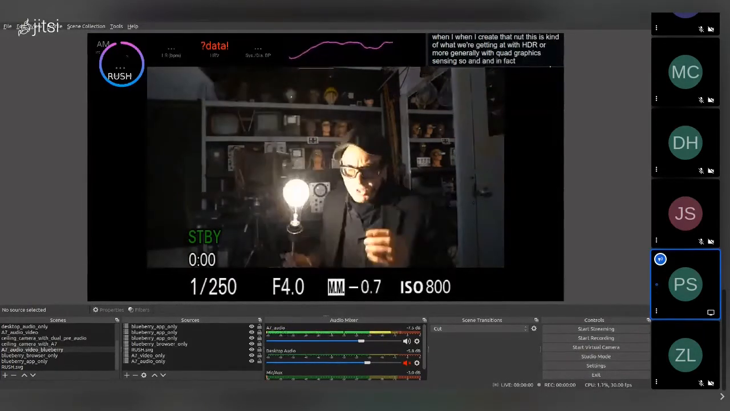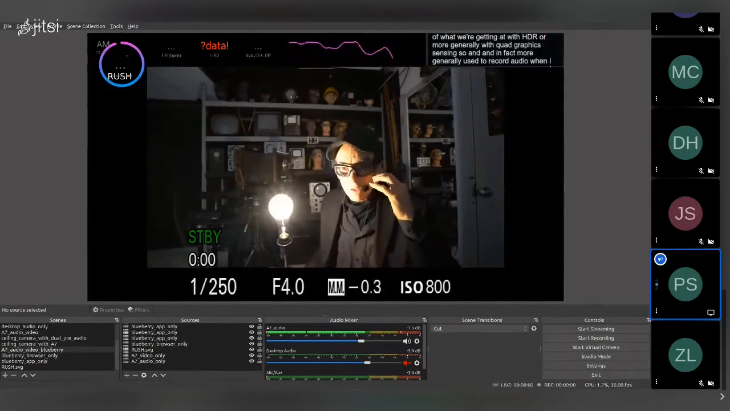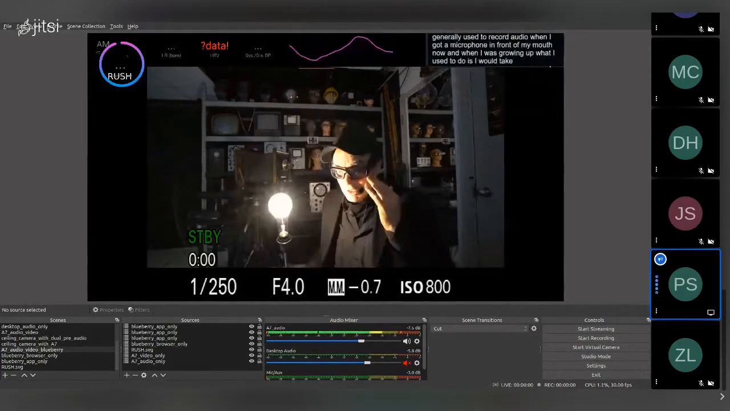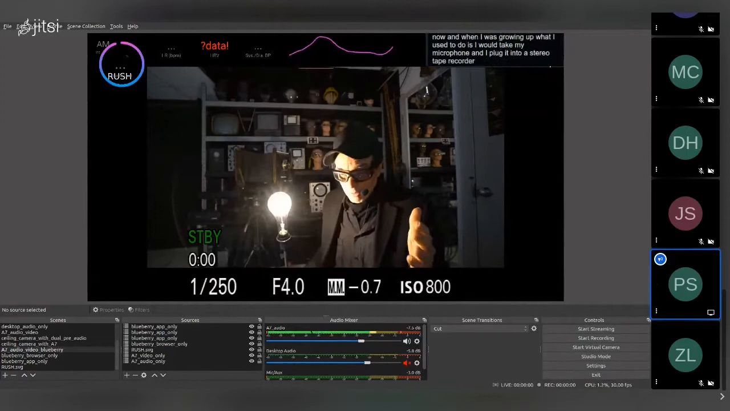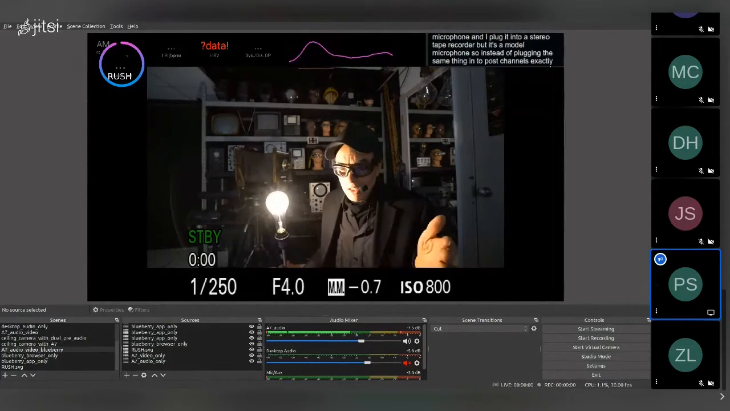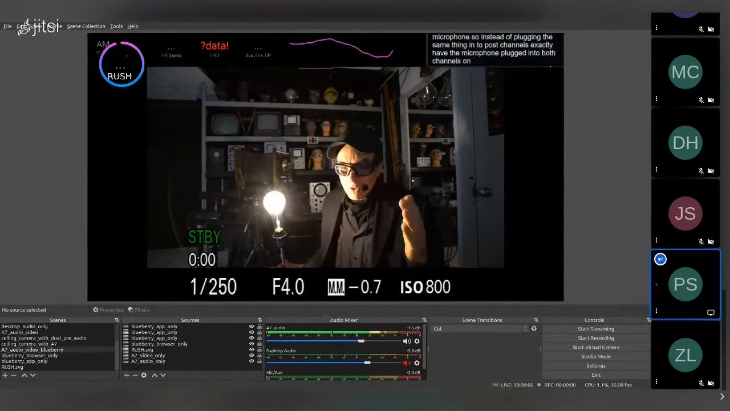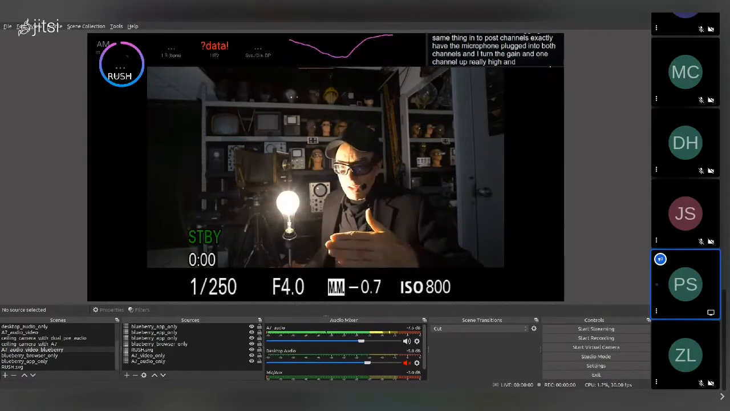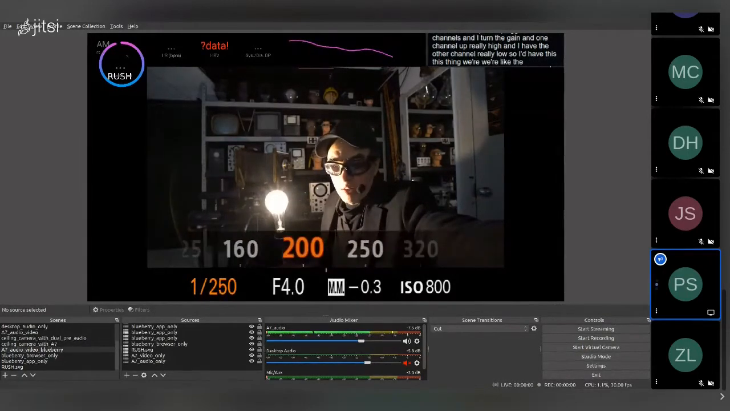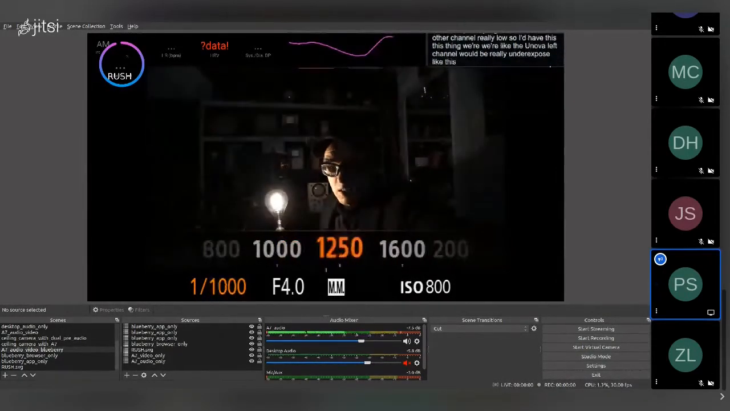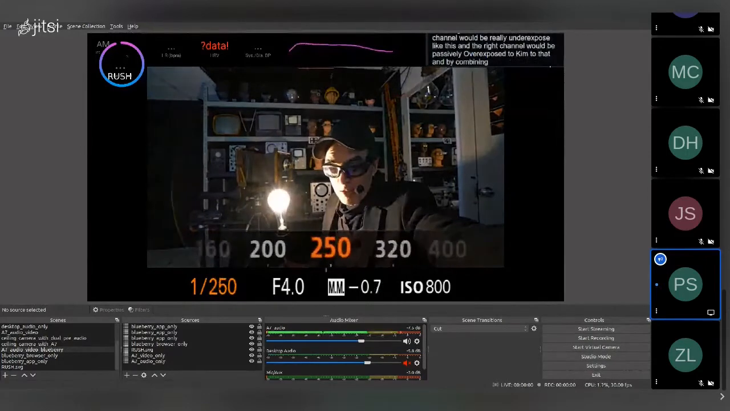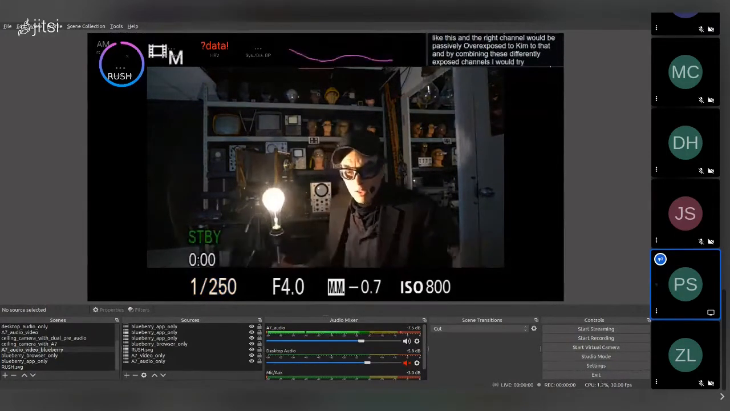And in fact, more generally, I used to record audio. I've got a microphone in front of my mouth now. When I was growing up, what I used to do is I would take my microphone and plug it into a stereo tape recorder, but it's a mono microphone. So instead of plugging the same thing into both channels exactly, I would have the microphone plugged into both channels, and I'd turn the gain on one channel up really high, and I'd have the other channel really low. So the left channel would be really underexposed like this, and the right channel would be massively overexposed akin to that. And by combining these differently exposed channels, I would try to determine the true sound source.